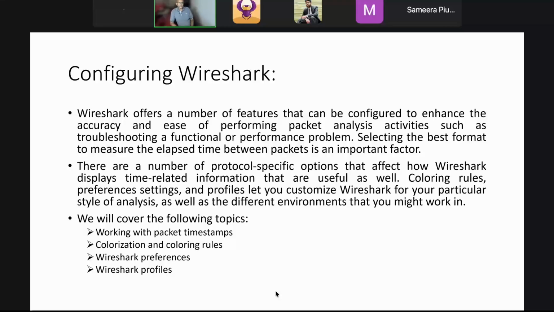So now, configuring Wireshark based on several criteria is possible. Wireshark offers a number of features that can be configured to enhance the accuracy and ease of performing packet analysis activities such as troubleshooting of functional or performance issues. If you are troubleshooting functional issues of your applications or your implementations, that is possible. Even if the application has performance issues, it is possible to troubleshoot with Wireshark. Not only network troubleshooting, you can go up to application level troubleshooting as well by using Wireshark.